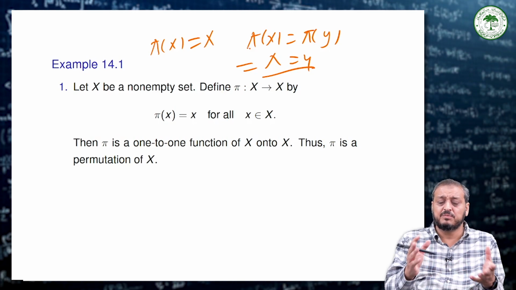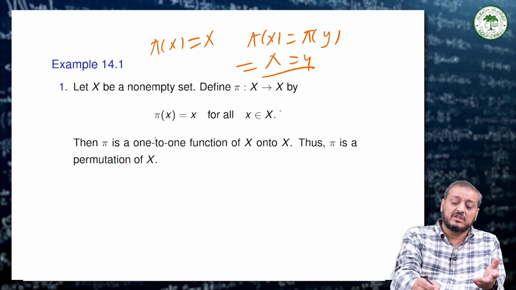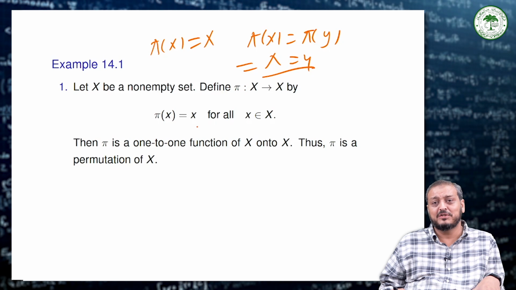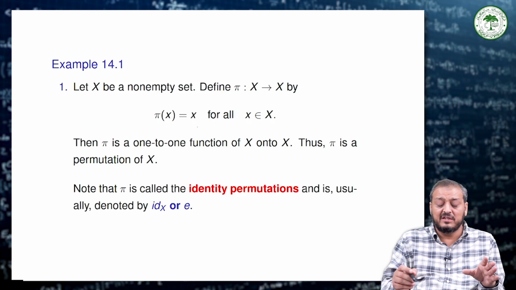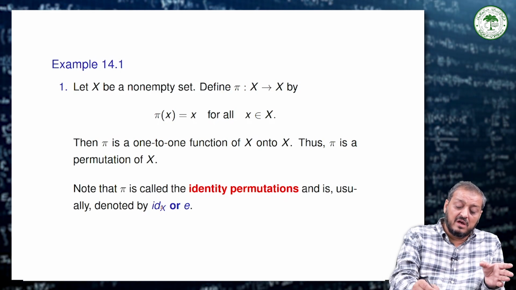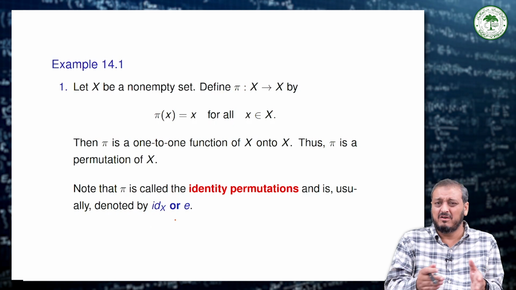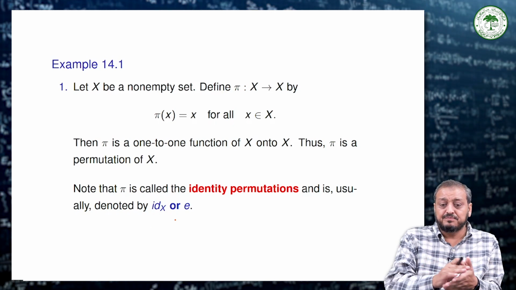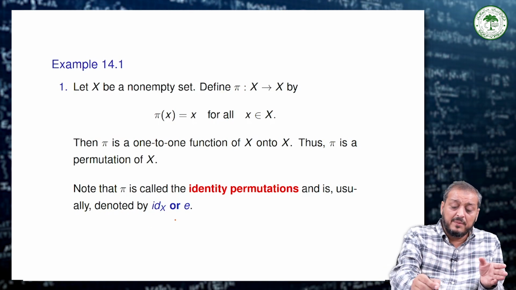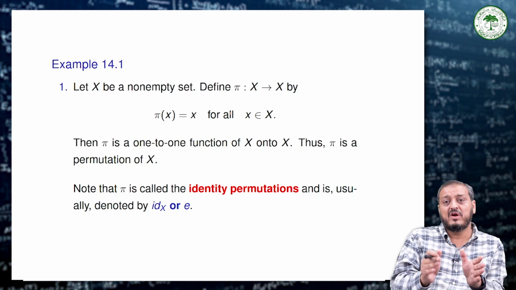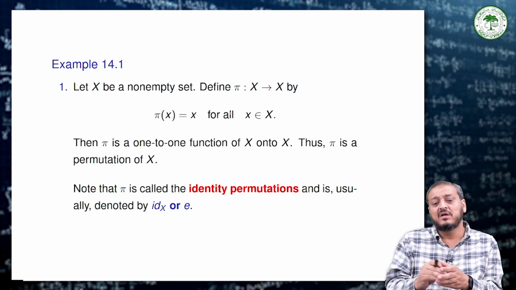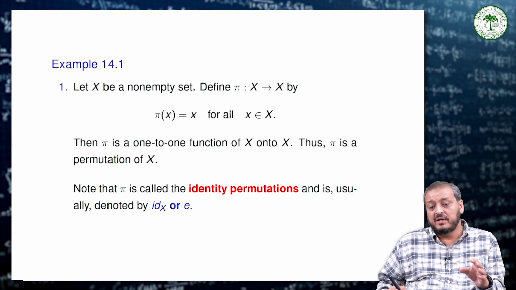So it is a bijection. This map pi defined from X to X, pi of x equals x, is a permutation, and it is a special permutation called the identity permutation. In general it is denoted by id suffix X, or e, or 1. So if this map is the identity function from the non-empty set X to X, it is called the identity permutation.